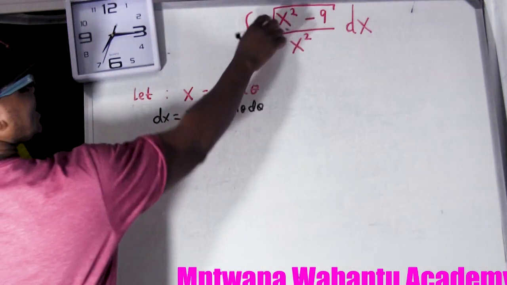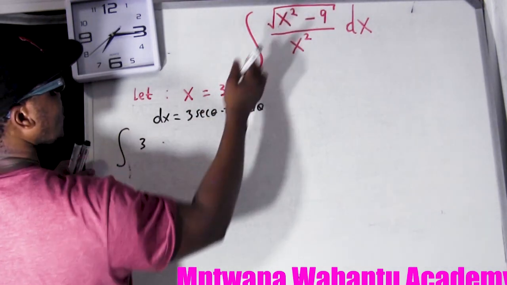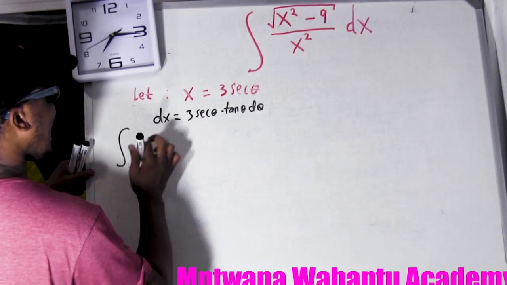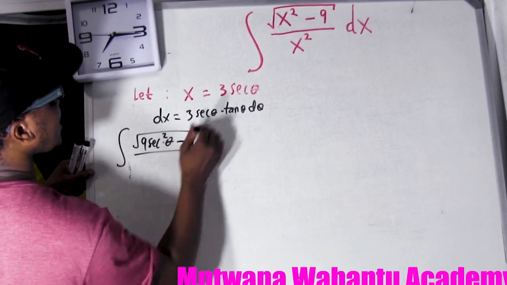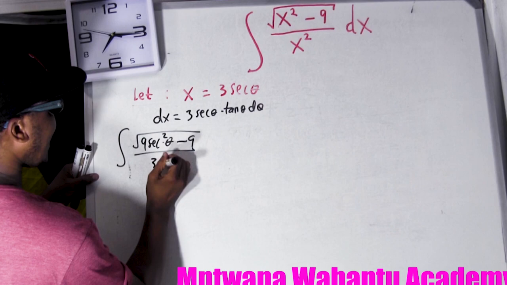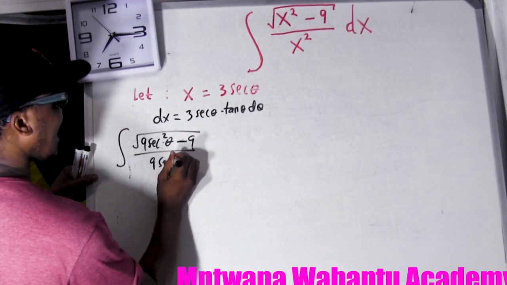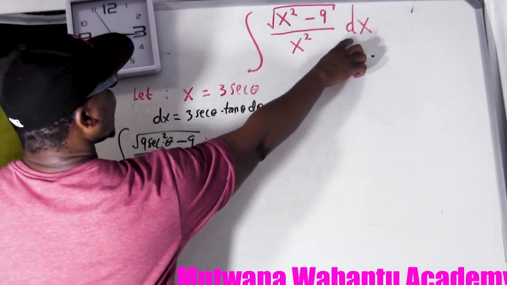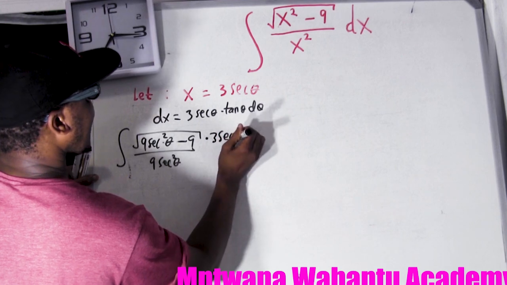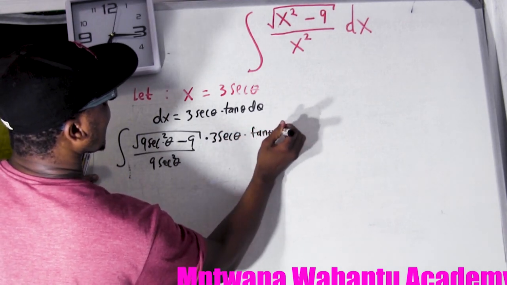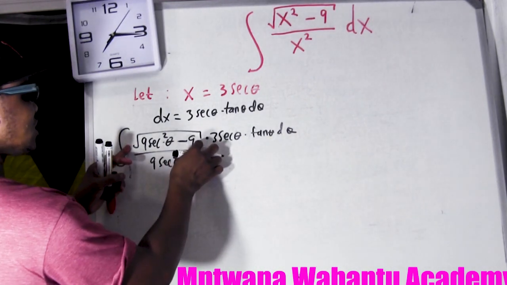Now, what we do, we can substitute back. So it's going to be the integral, where x is 3 sec theta, so x squared is going to be 9 sec squared of angle, and then minus 9, and you have a root in there, over x equals 3 sec squared, which is going to be 9 sec squared, and then d theta. dx equals 3 sec angle tan angle d theta. See, so all of this is equal to tan theta.